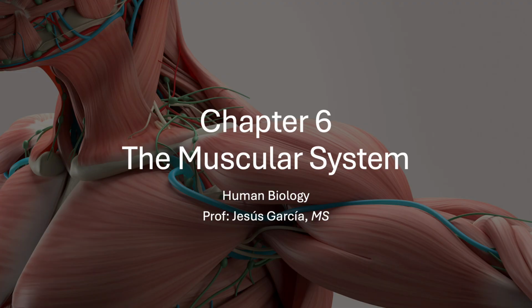Welcome everyone to Chapter 6, the Muscular System. Today we'll be diving into one of the most active and essential systems in the body. Muscles don't just give us the ability to move around, they actually stabilize our skeleton. They help circulate blood and even generate heat to keep our body temperature regulated.